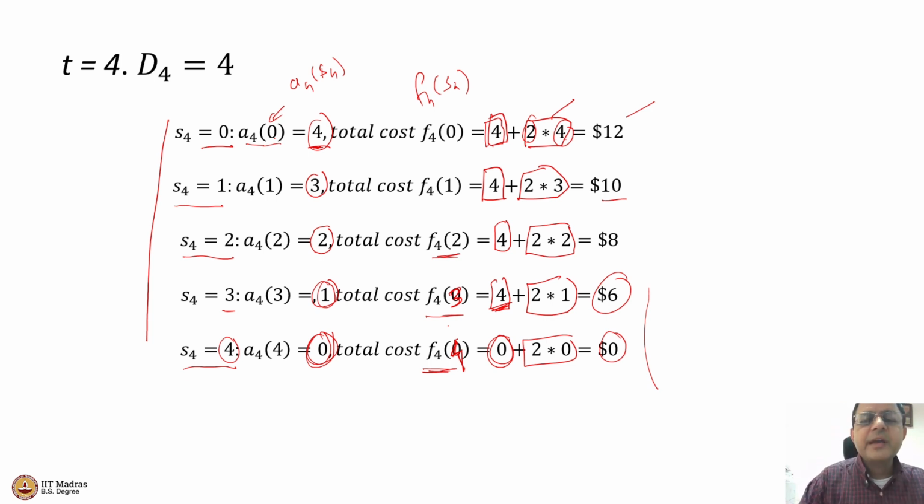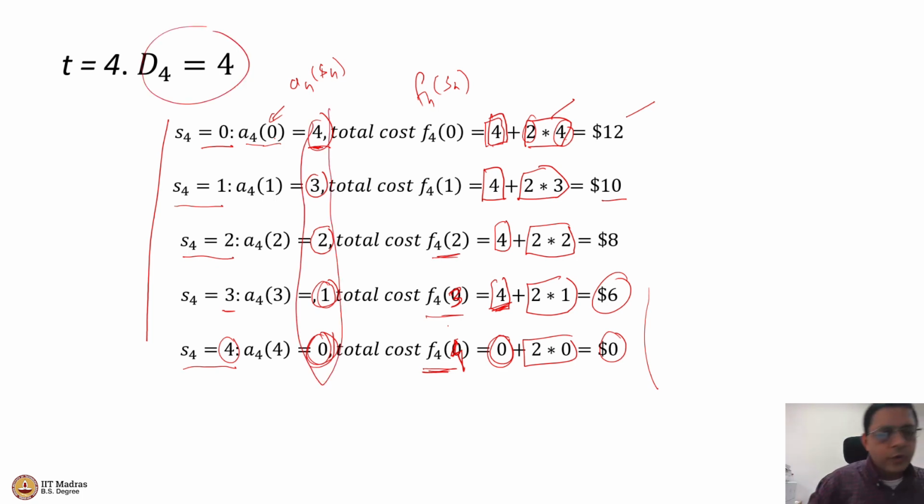This was a kind of trivial problem because there was no future beyond time period 4. We just had to ensure that 4th time period demand is met. That's all. That's all we have done. Right. So the order quantity was essentially depending on what was D4, and D4 was 4.